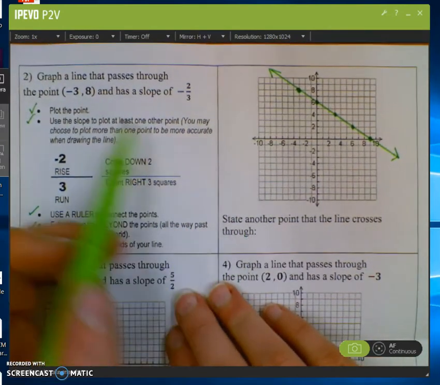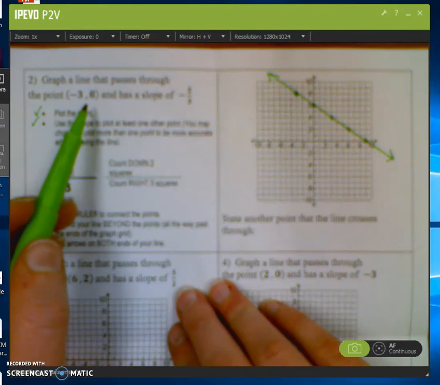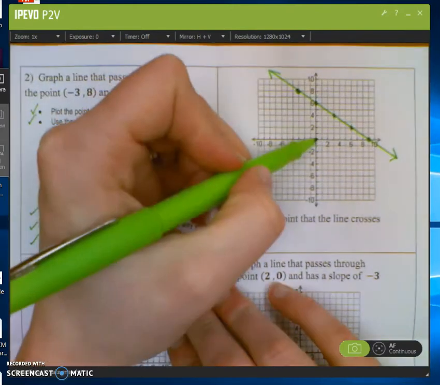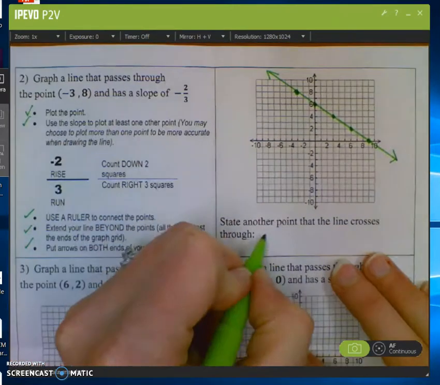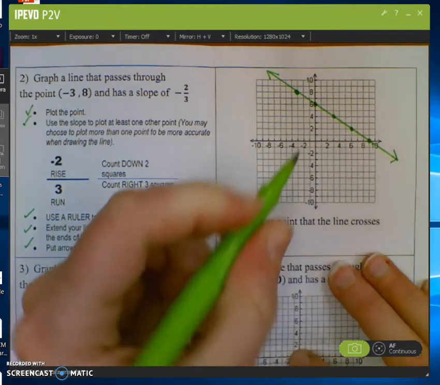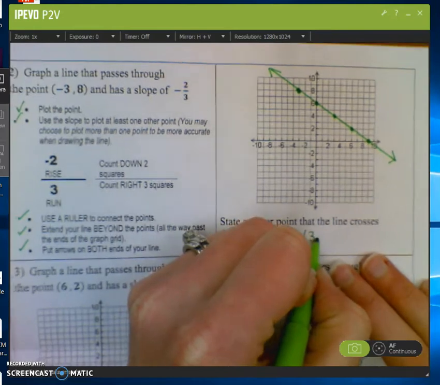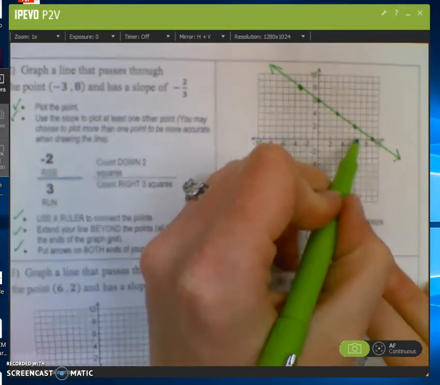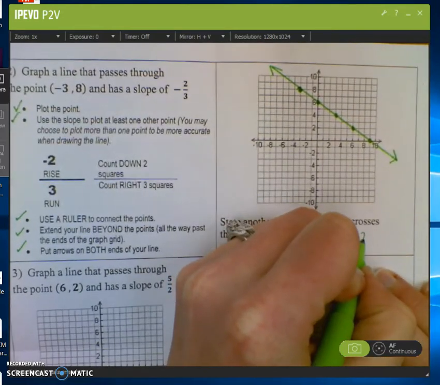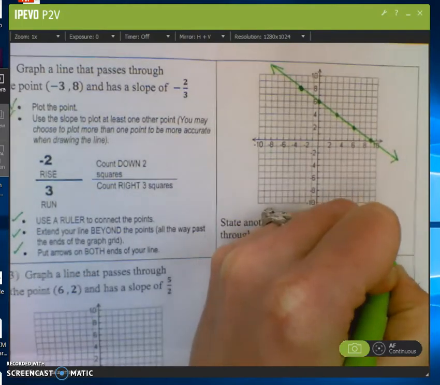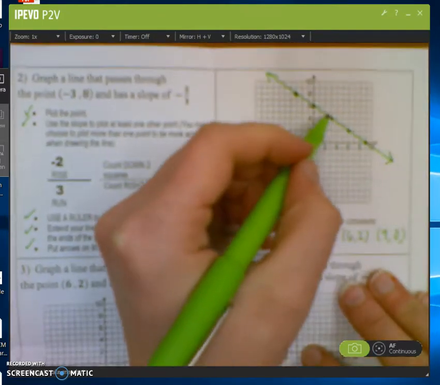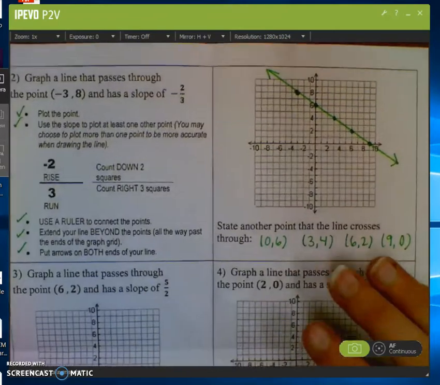The last thing asks us to state another point besides -3, 8. You just have to pick one. For example, this first one is 0, 6, so I could choose 0, 6. Another point that we plotted was 3, 4. Another one was 6, 2. Or 9, 0. Those are all ones that we put on our graph. We know those are, for a fact, exact.